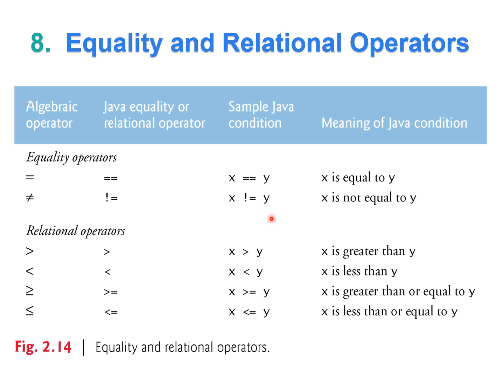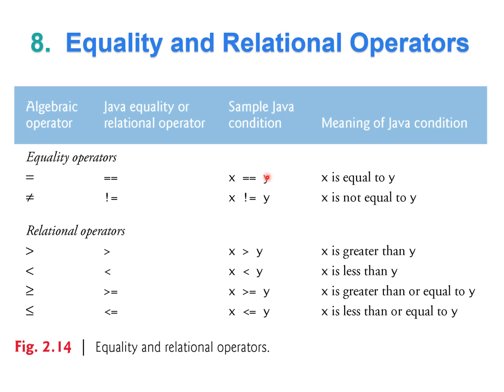Here is the summary of the uses of the equality and relational operators. Since these operators are binary operators, you just need to place them between the two operands. For example, you can write x equal y. So in this case, x and y are the two operands, and this expression means x is equal to y. So it can have the value of true or false.